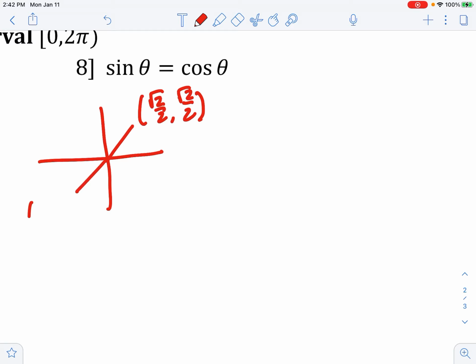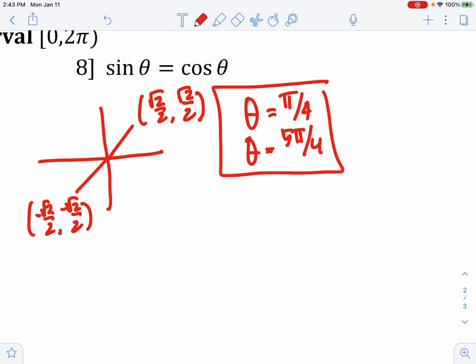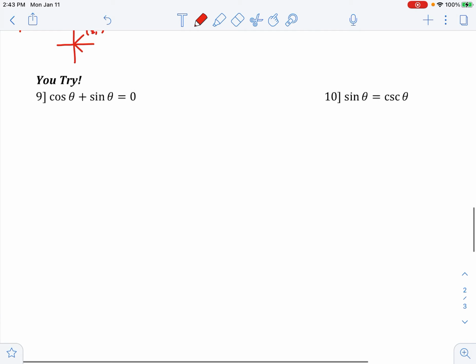But also realize in the third quadrant right here where it's negative root 2 over 2, negative root 2 over 2, that's also true. So we have two answers. That's our pi over 4 angles. The first one's in the first quadrant, so pi over 4. The second one's in our third quadrant, so 5 pi over 4. Okay, you can pause the video and try the last two on your own.